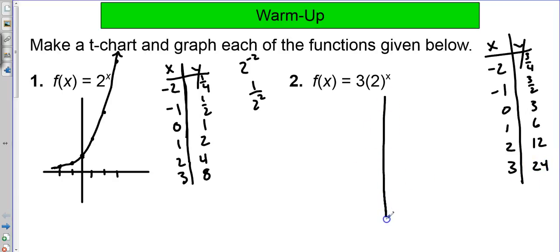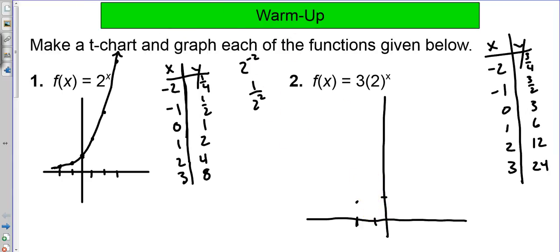So I think we can sketch a general graph here. This thing is going to go up a little bit higher when we plug that in. But generally, again, we're plugging in the same points here. And our output, you can see, is a little bit greater. So we're at 3/4 instead of 1/4, 3/2 instead of 1/2.